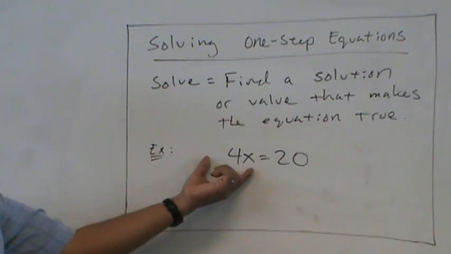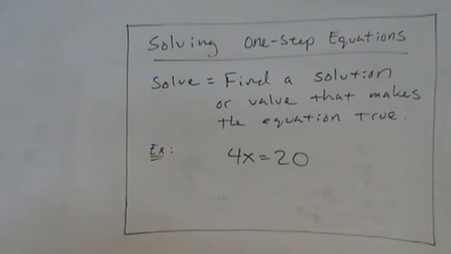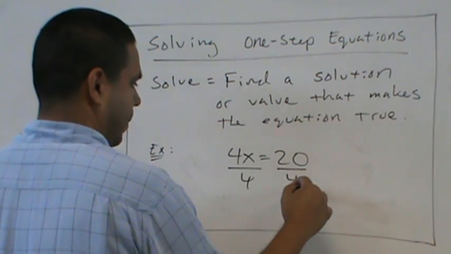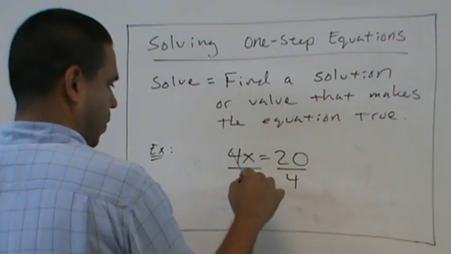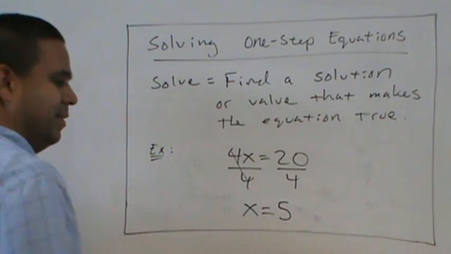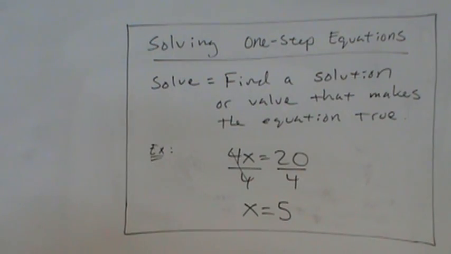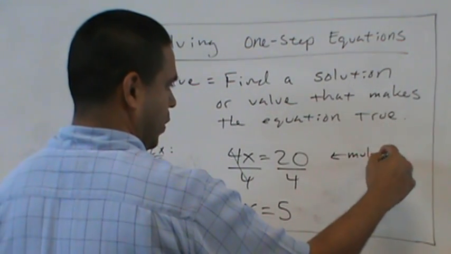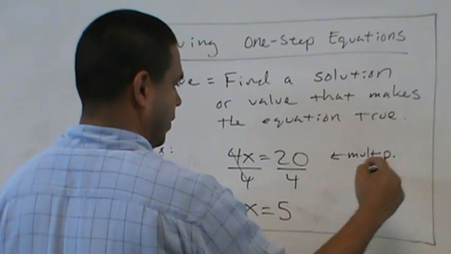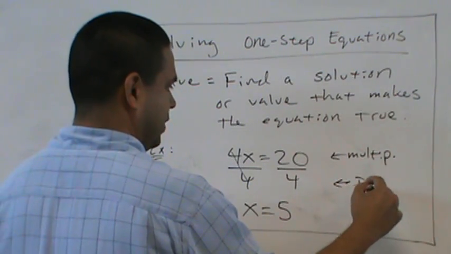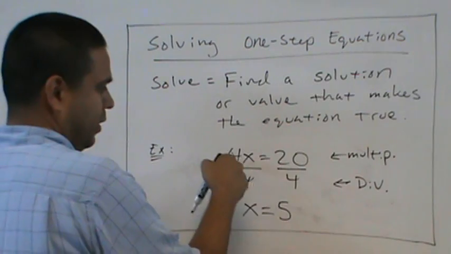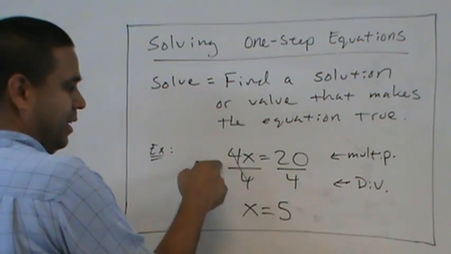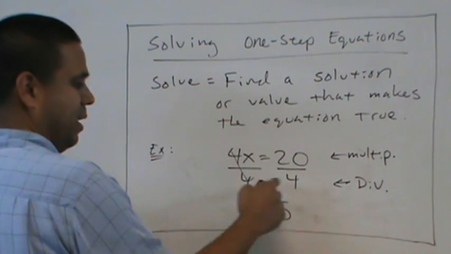If it's multiplication, the inverse of multiplication is division. So we would divide. X equals 5. We always do the inverse. That's a big secret. So since this was multiplication, we do the inverse, which is divide. So if the problem is a multiplication problem, 4 times x, the inverse is division, so we divide by the 4.